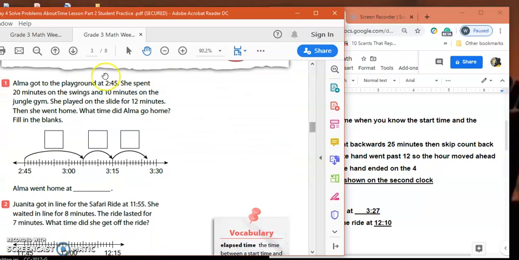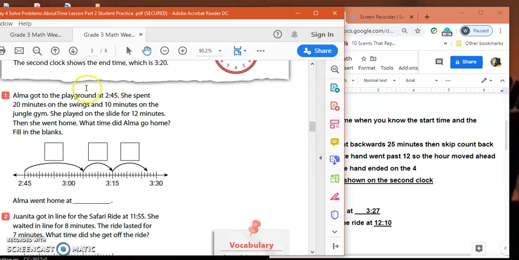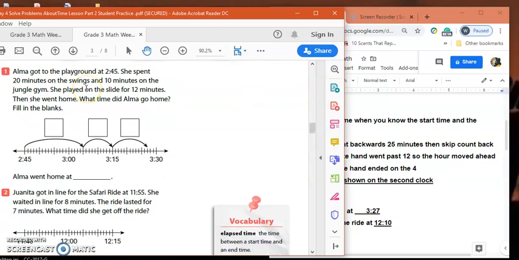Alma got to the playground at 2:45. She spent 20 minutes on the swings and 10 minutes on the jungle gym. She played on the slide for 12 minutes, and then she went home. What time did Alma go home? We're going to use this, and you will fill in the blanks.